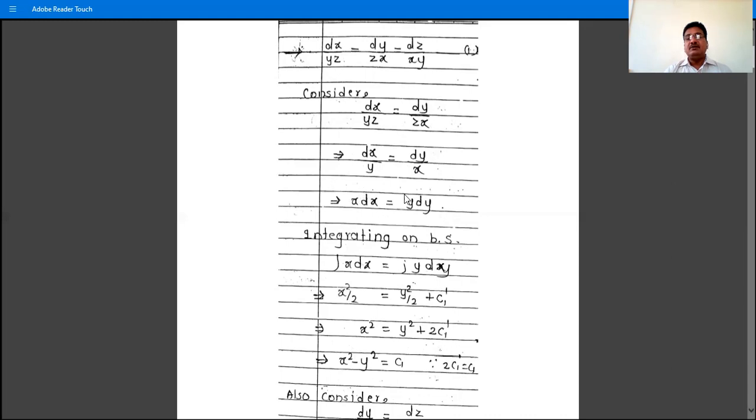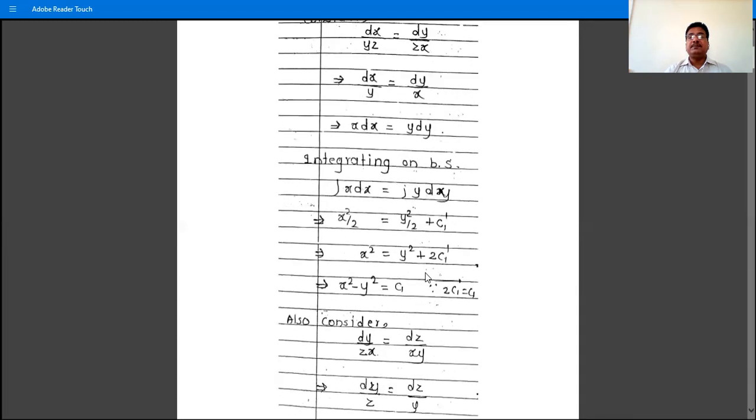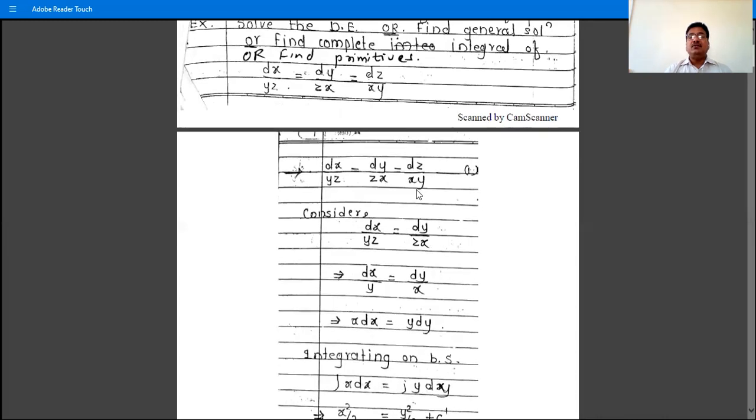On the RHS, all the y variable functions are collected, and then integrating both sides. So what is the integration of x? x square by 2, y square by 2 plus a constant of integration, suppose c1 dash, then multiplying by 2, so 2 c1 dash, suppose 2 c1 dash is c1. So x square minus y square is equal to c1 is the first or one solution of the given differential equation, this simultaneous differential equation.